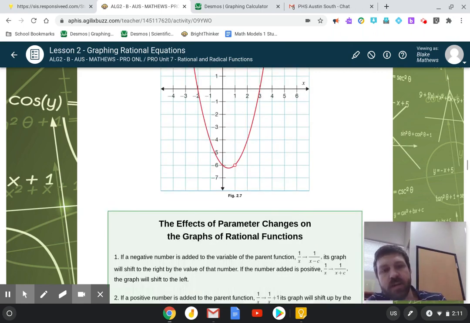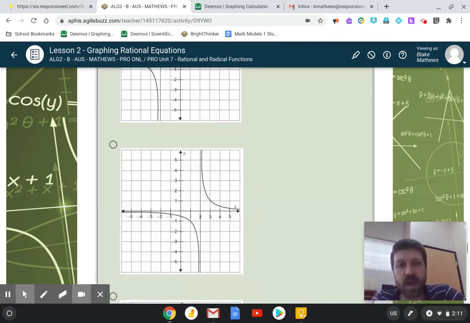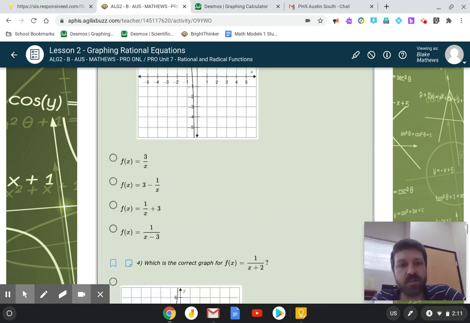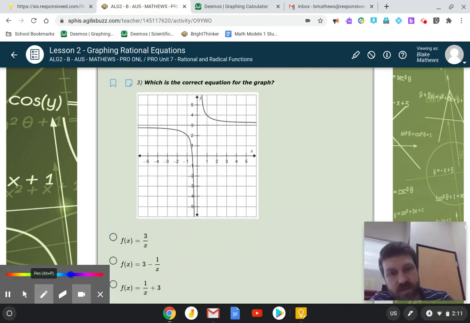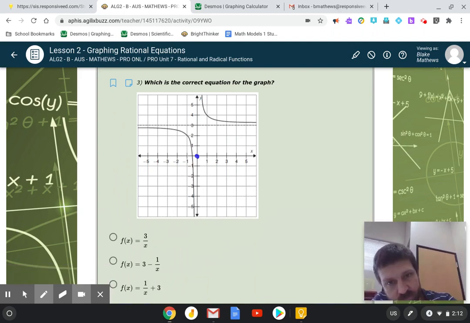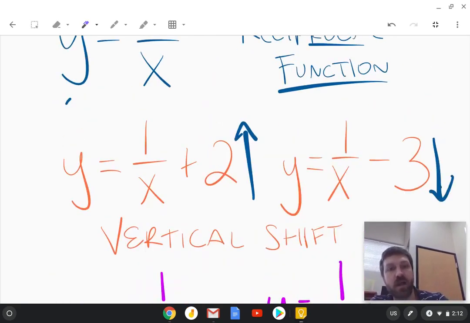So I've just summarized everything in this green box right here. These are the effects of parameter changes, is what they call it. So taking a look at the lesson information or the questions, which is the correct equation for the graph? I can see that we know the original graph has a center at 0, 0, and the center of this graph is now up 3. So the graph has been shifted up 3.